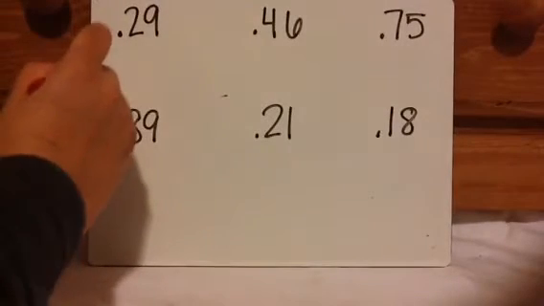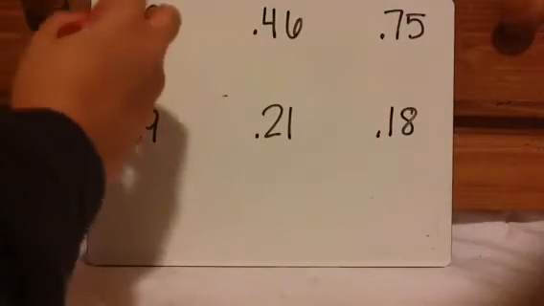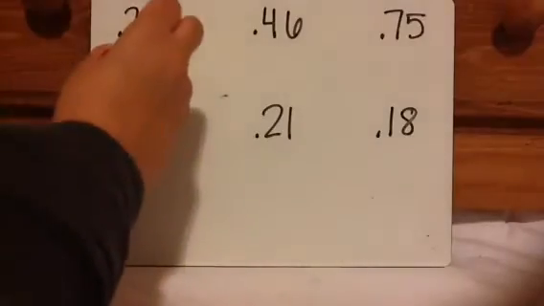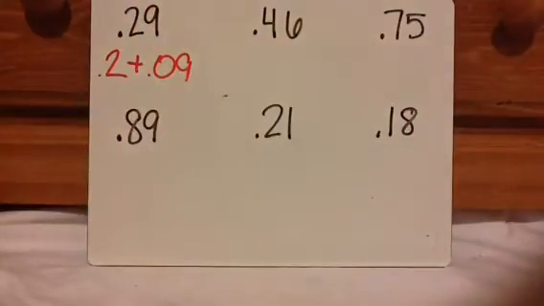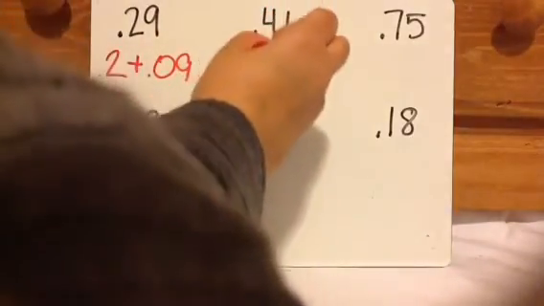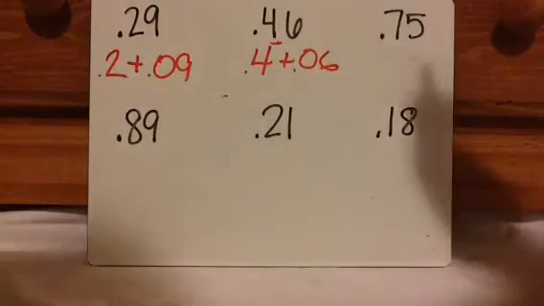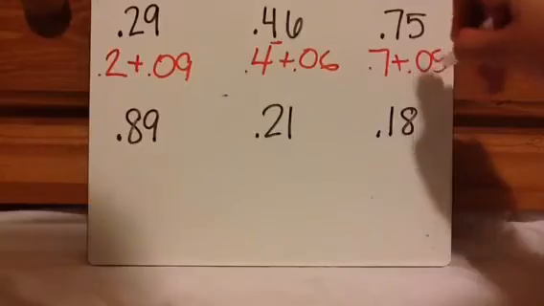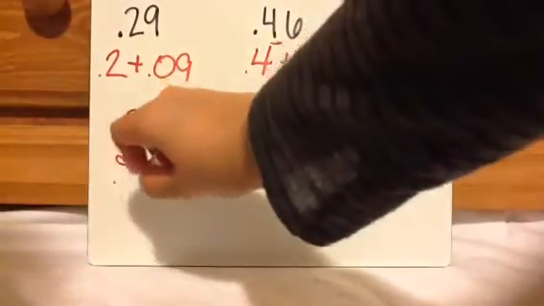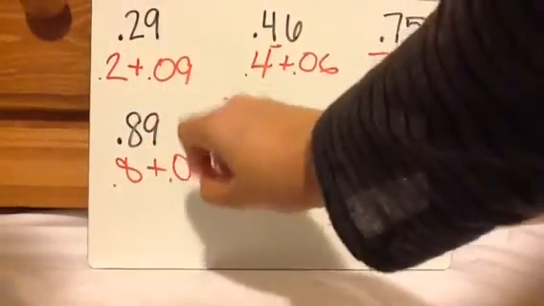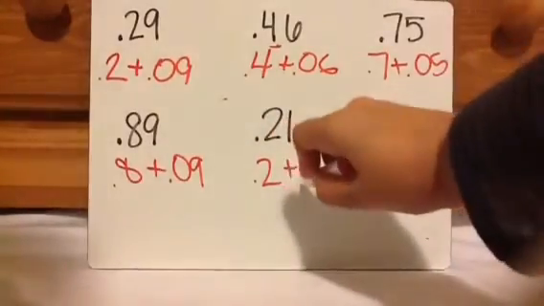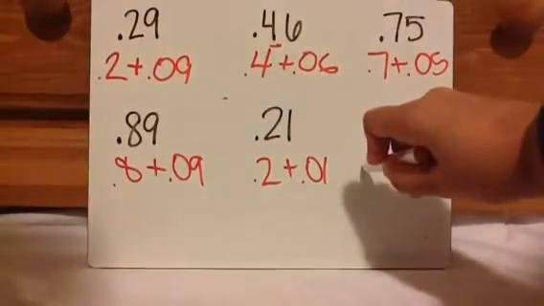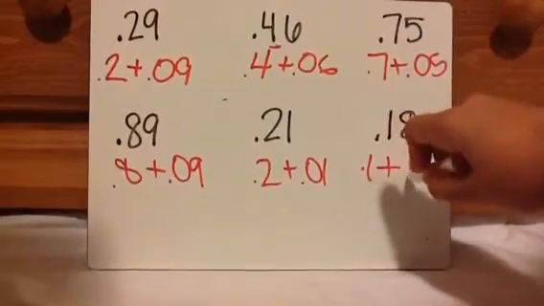Okay, so this is 2/10 because it's in the tenths place, and then that 9 is in the hundredths place, so I'm going to make sure that 9 ends up in the hundredths place. 4 because it's in the tenths place, and then the 6 is in the hundredths place, 7 in the tenths place, 5 in the hundredths place, 8 in the tenths place, 9 in the hundredths place, 2 in the tenths place, 1 in the hundredths place, 1 in the tenths place, 8 in the hundredths place.